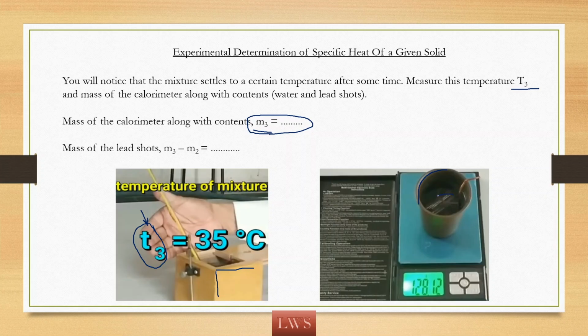So to get the mass of lead shards, what can I do? From this total mass, I subtract the mass of water, calorimeter and stirrer, which is nothing but M2. From the total mass I am subtracting M2, so the result is the mass of the lead shards. This is the mass of the lead shards in grams.